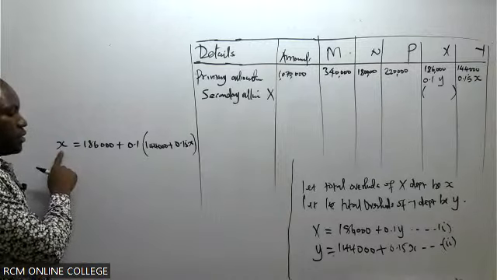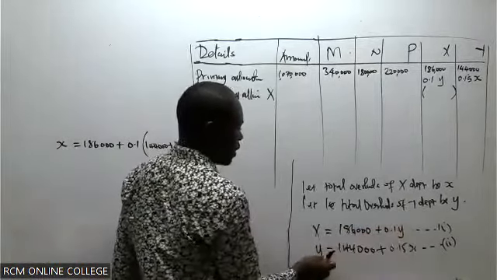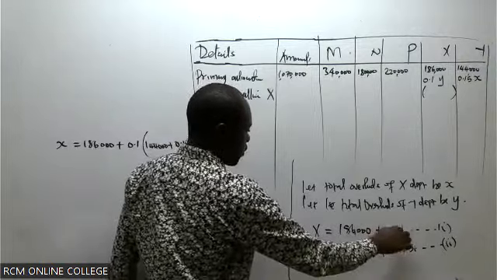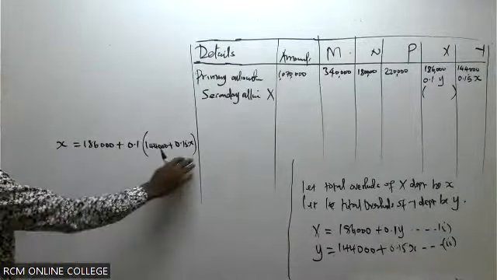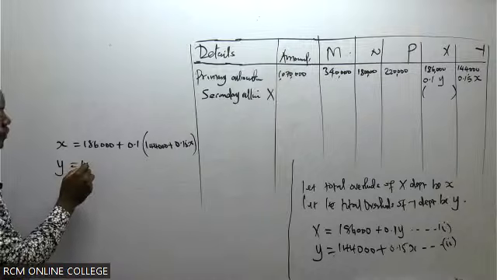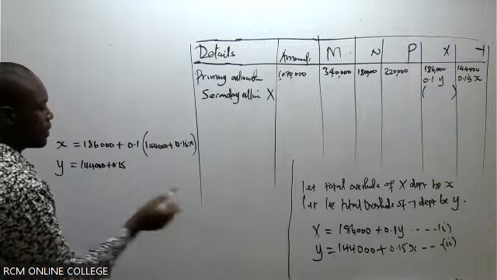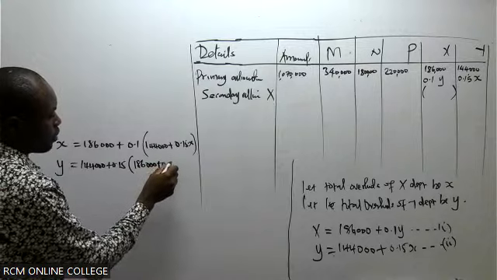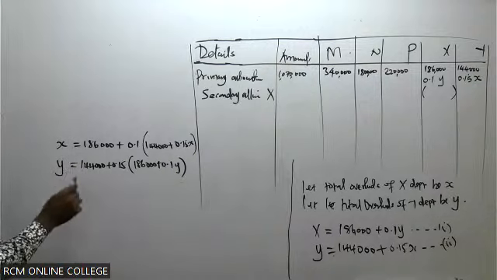X is equal to 186,000 plus 0.1Y. Y is equal to this. So where we have Y, replace it with all of this. Or you can even use X down here instead of starting with X. You can use this option, or you come and tell us that Y is equal to 144,000 plus 0.15X. And what do we have as X? 186,000 plus 0.1Y. So any of the two will take you to the answer.